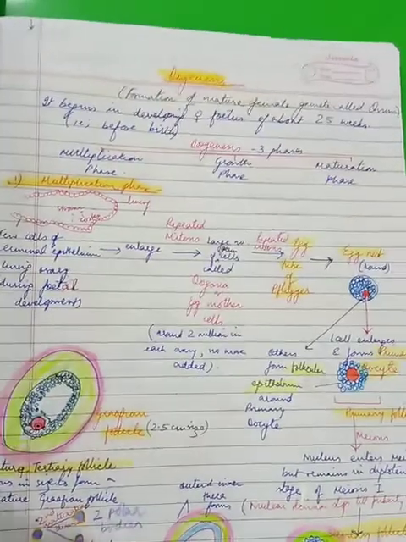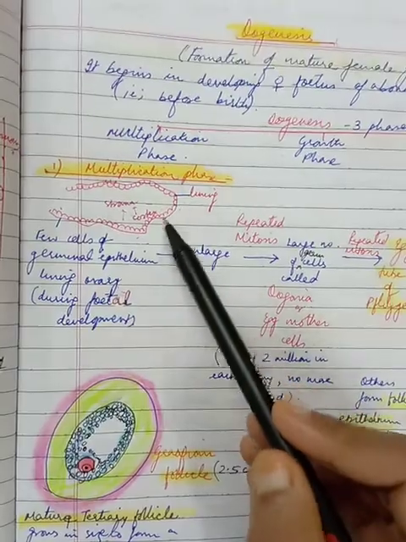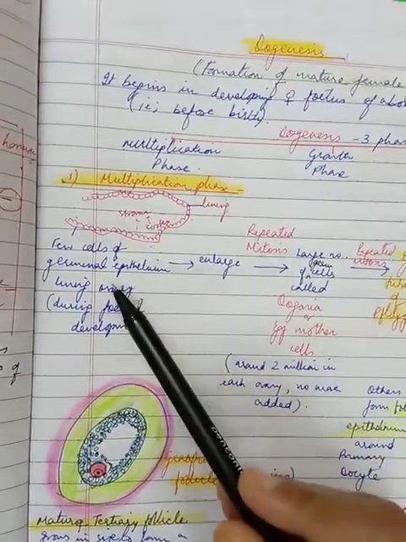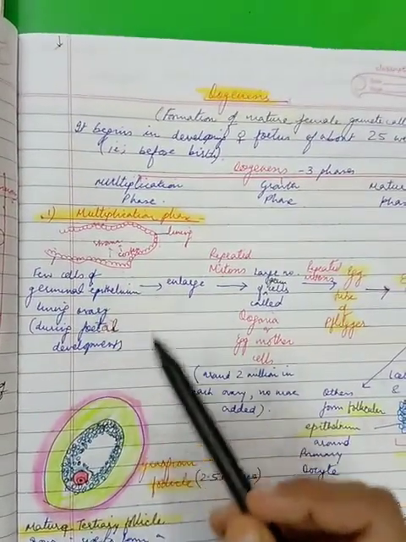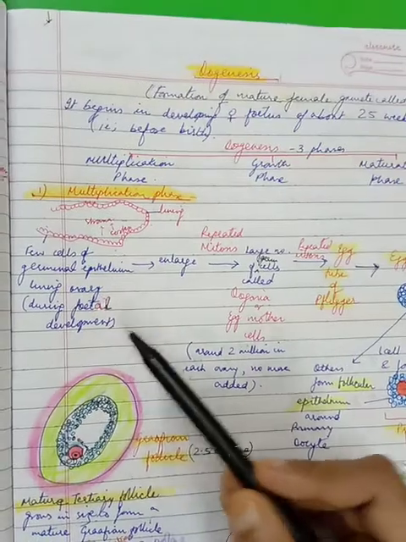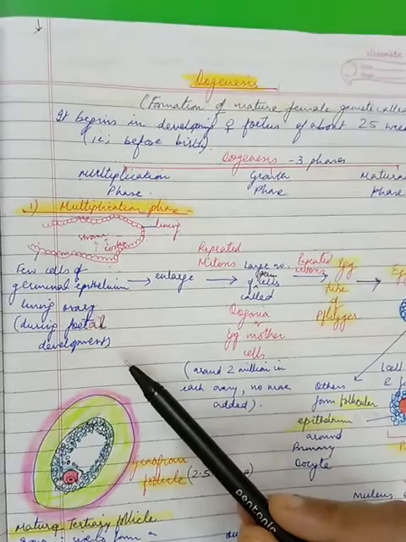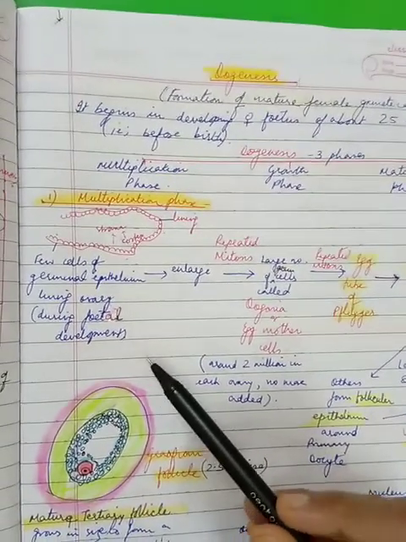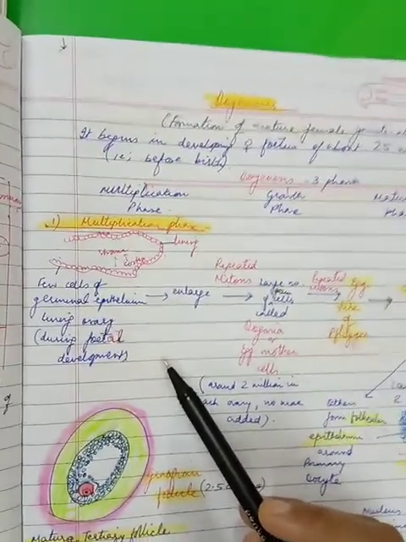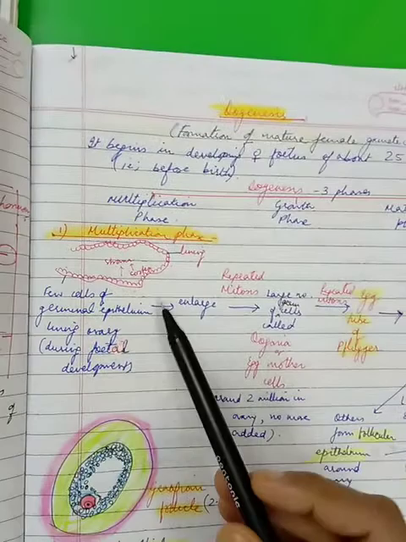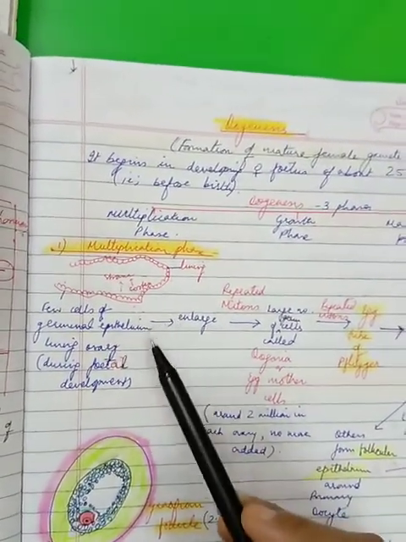In the multiplication phase, the first thing to happen is that a few cells of the same germinal epithelium that is lining the ovary, and this happens during fetal development. That is, oogenesis begins in the developing female fetus at around 25 weeks of formation, which means this is much before the girl child is born. In a gestation period of around 9 months, this formation of the egg begins in the girl's body around 25 weeks.